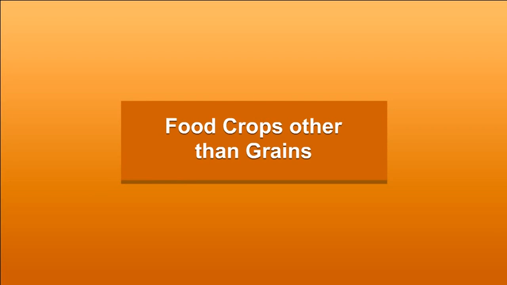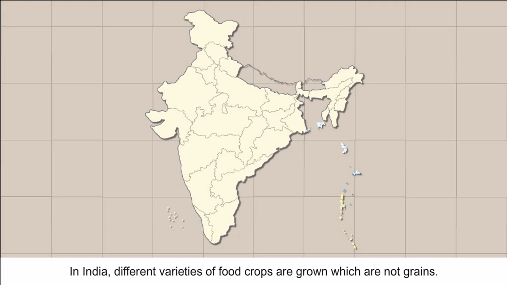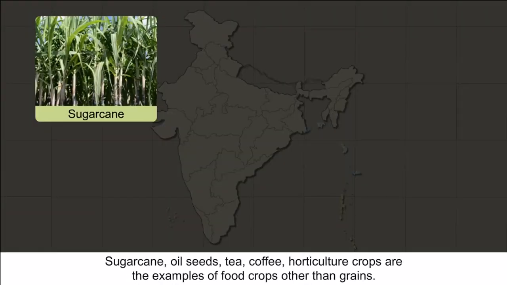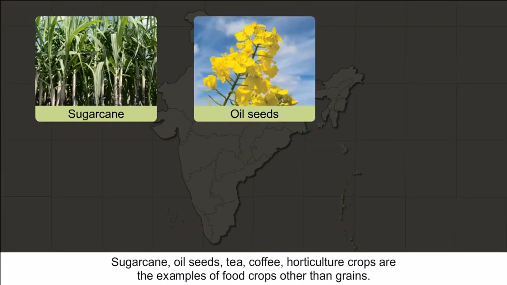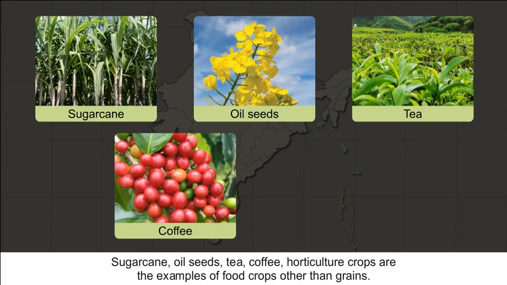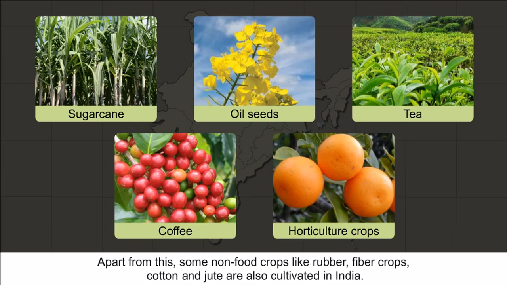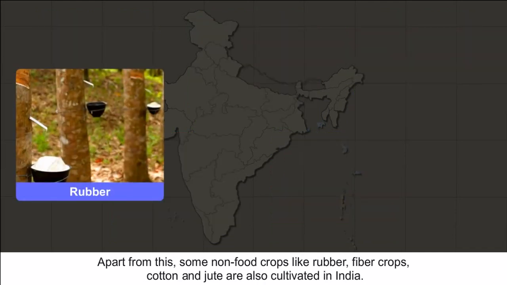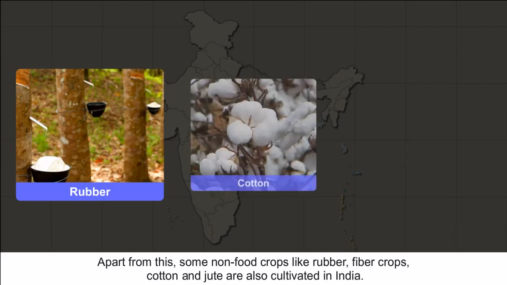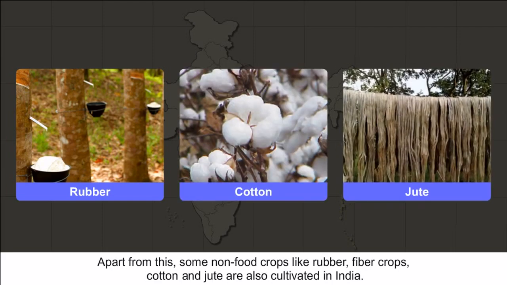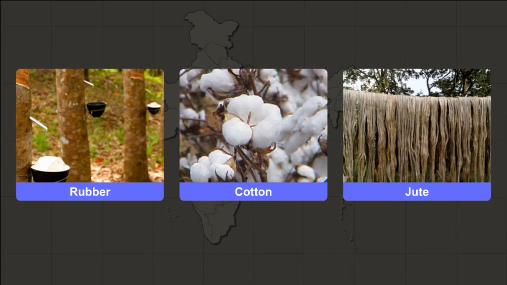Food crops other than grains. In India, different varieties of food crops are grown which are not grains. Sugarcane, oilseeds, tea, coffee, horticulture crops are the examples of food crops other than grains. Apart from this, some non-food crops like rubber, fiber crops, cotton and jute are also cultivated in India. Let us know about them one by one.